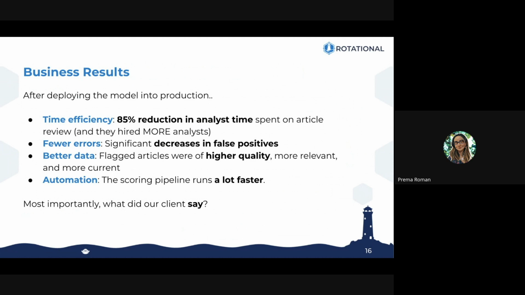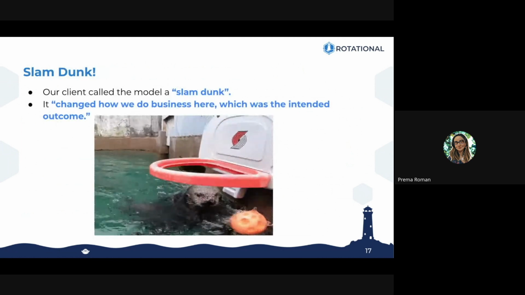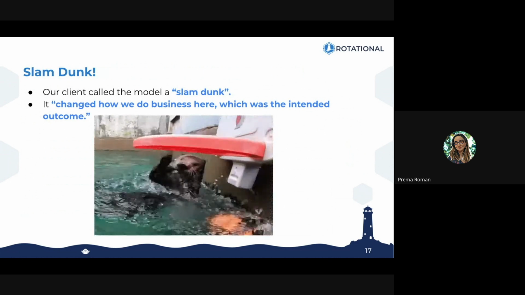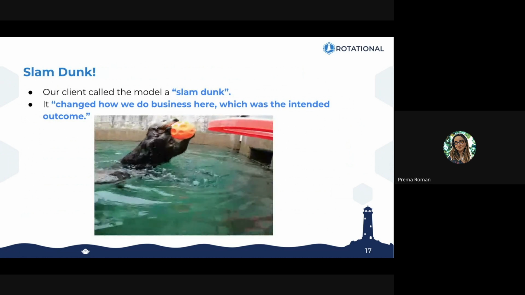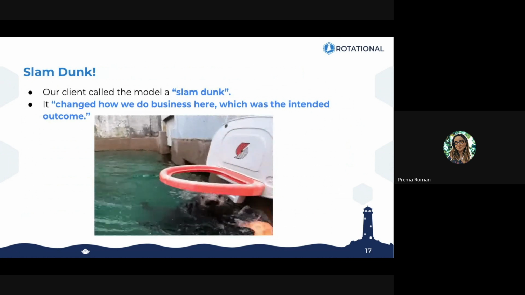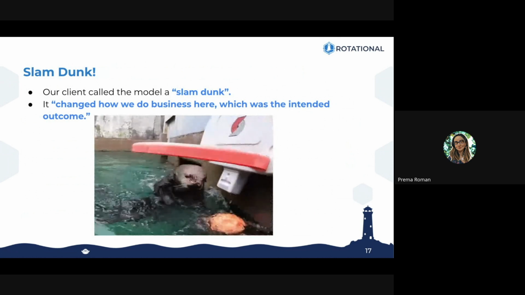And then they were also able to receive these articles a lot faster, because the new scoring pipeline ran a lot faster than the previous pipelines where we had used the traditional machine learning classifiers. But more importantly than this result, what did our clients say about these results? Well, our client called the model a slam dunk. And so you see here, the Otter is very happy that it was able to deliver a really well-performing large language model, with the client being happy. And essentially, even the client was floored, and also mentioned how it changed how we do business here, which was the intended outcome.